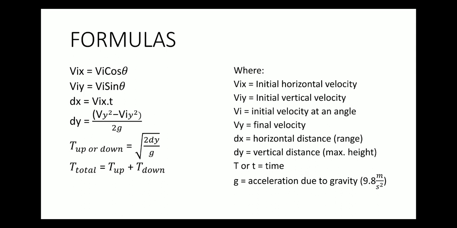So these are the meanings of each quantity. Vix is the initial horizontal velocity. Viy is the initial vertical velocity. Vi is the initial velocity at an angle. Vix is the base in the diagram that we had, the triangle. Viy is the y-axis and Vi is the hypotenuse.